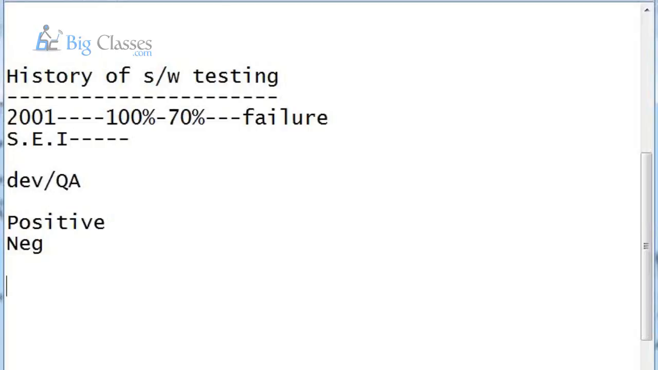So once again, guys, positive or negative. Positive testing means checking the application with valid inputs, and checking the application with invalid inputs is called negative testing. Is it clear now? Yes, sir. Okay, thank you, guys.